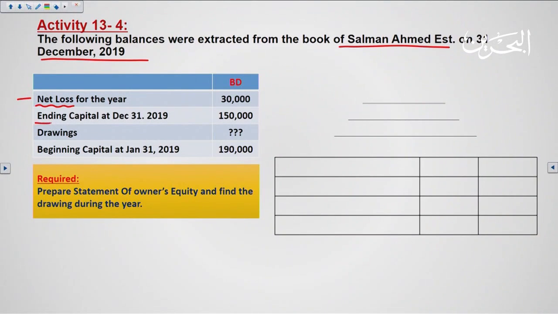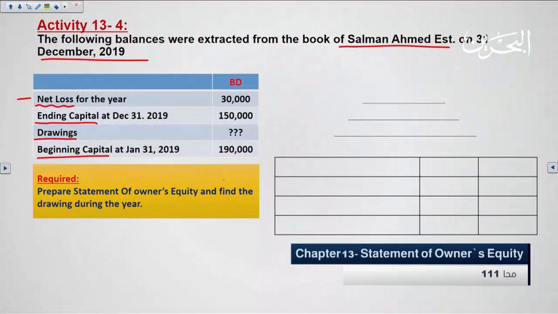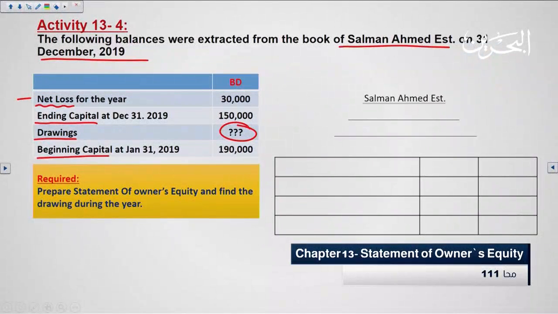Then they have given us the ending capital, the drawing, and also they give us the beginning capital. So let's see now how we will prepare the statement of owner's equity. But first I have to mention that the drawing here is missing. So we have to calculate it in the answer as well. First, we will write down the name of the company, which is Salman Ahmed, the name of the statement, and the period of time we are preparing this statement in.